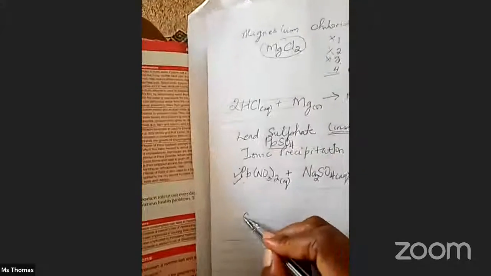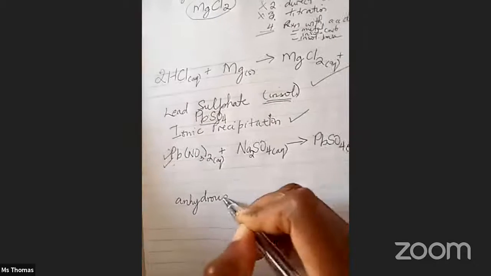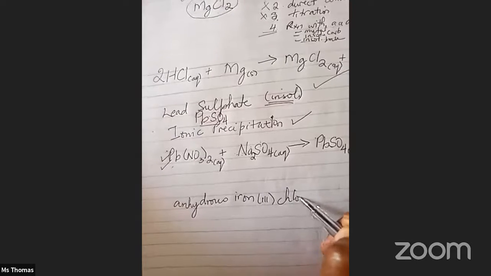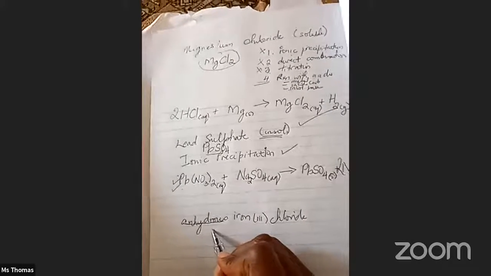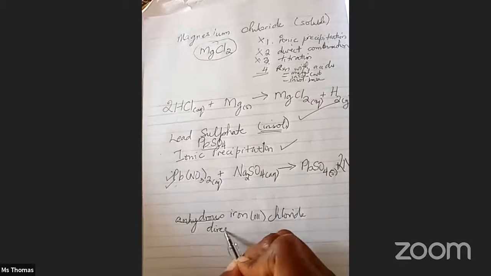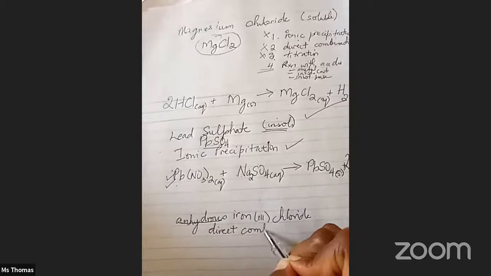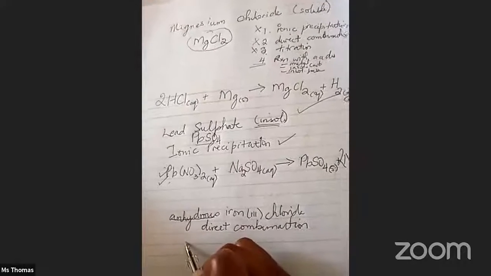Let's do 2 more. This one is called anhydrous iron 3 chloride. What method must I use because of this word? Direct combination. I must use direct combination because direct combination is used for anhydrous chlorides. So what 2 elements am I going to combine?